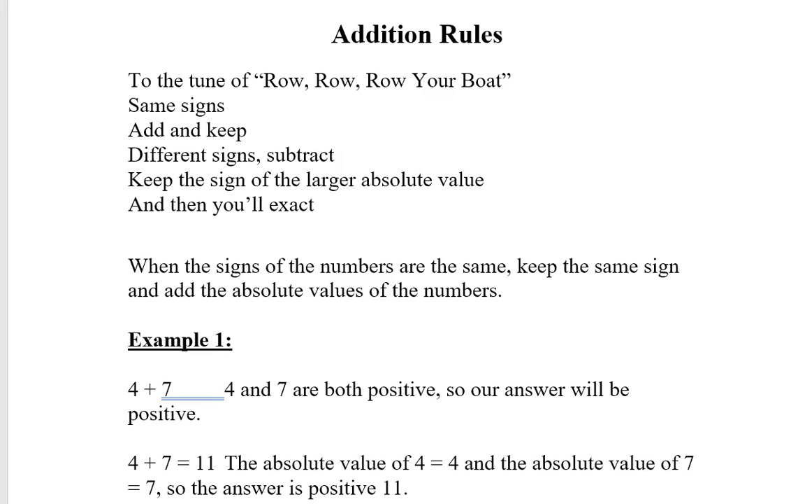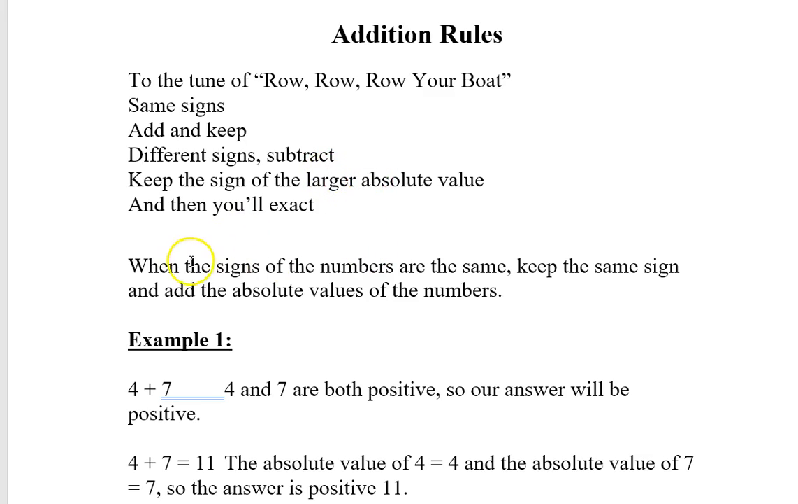So for addition, we're going to have this song to the tune of Row, Row, Row Your Boat. The song says, same signs add and keep, different signs subtract. Keep the sign of the larger absolute value and then you'll be exact. Now there are other versions of this that say the larger number. That is incorrect. You want the absolute value of it, not just the number.